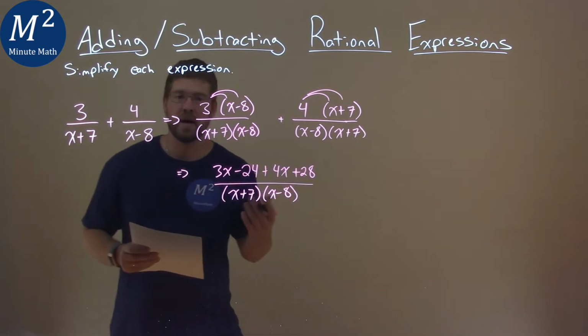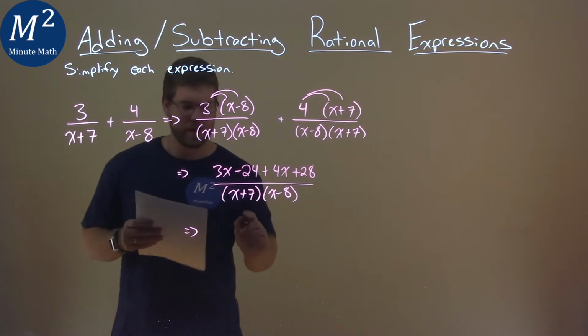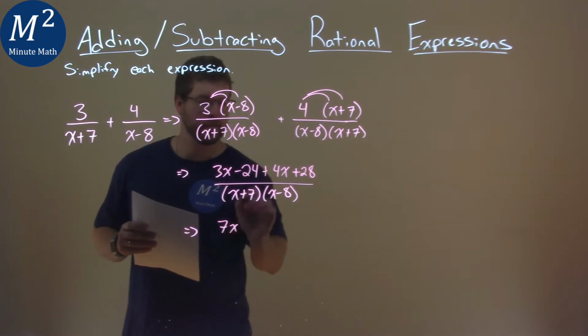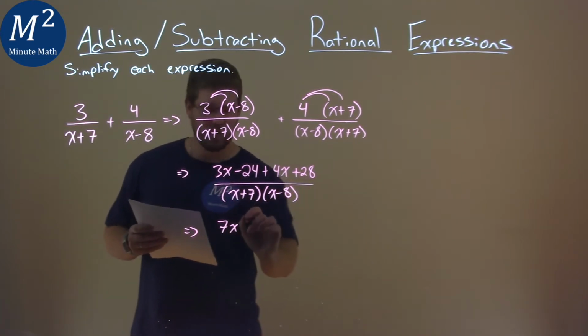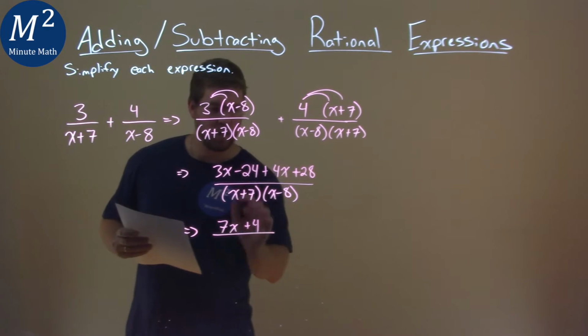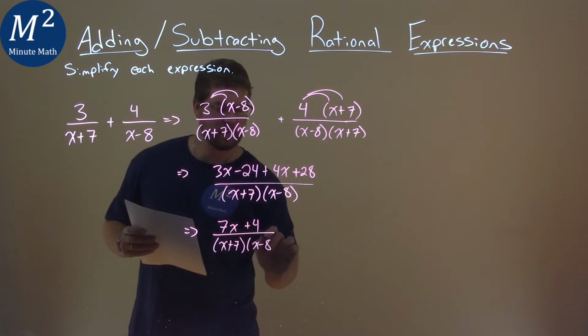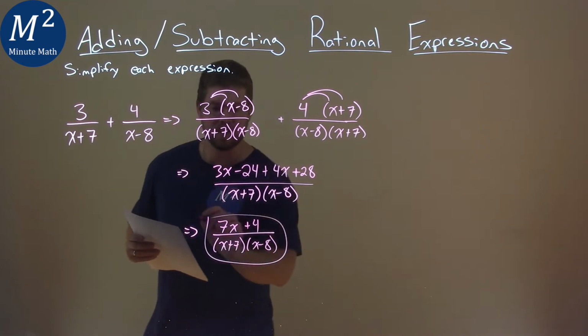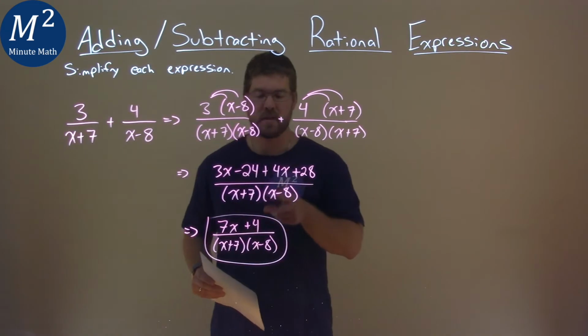Now we have to combine our like terms in the numerator. We have the 3x and 4x, that gives us a 7x here, and a negative 24 and a positive 28 is a positive 4. Put it over our denominator, x plus 7, and we've got x minus 8. And so that's it. Our final answer here is 7x plus 4 over x plus 7 times x minus 8.